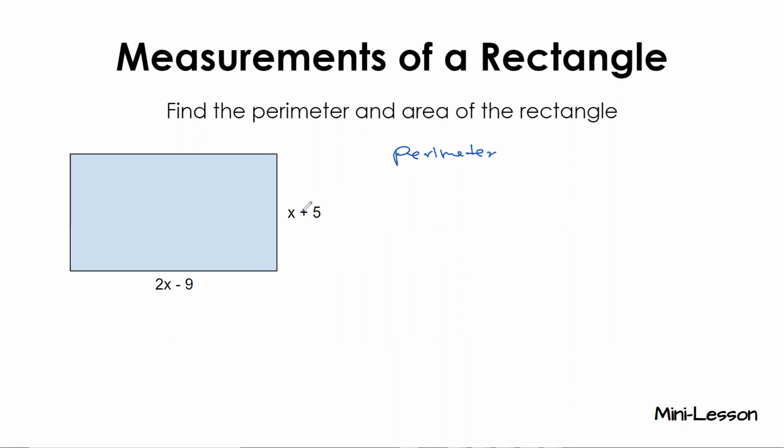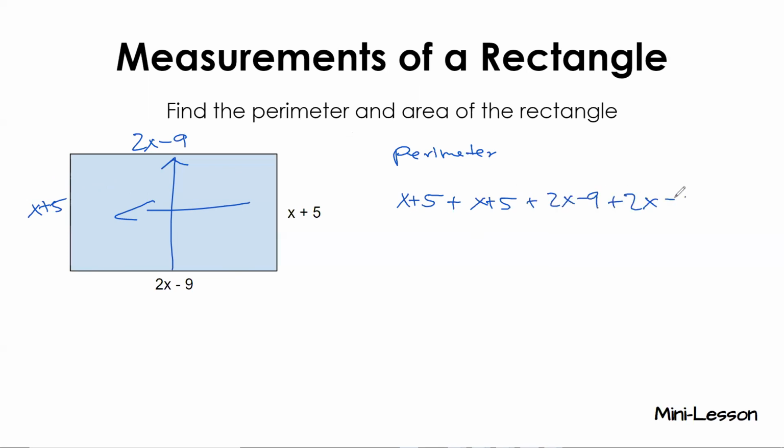Now they only list 2 of these sides. So that means that the one that's across from this guy is also going to be 2x minus 9. And the one that's across from this is also going to be x plus 5, right? And you told me perimeter means add up all sides, right? So I'm going to add up all of it. I'm going to say x plus 5 plus x plus 5 plus 2x minus 9 plus 2x minus 9.